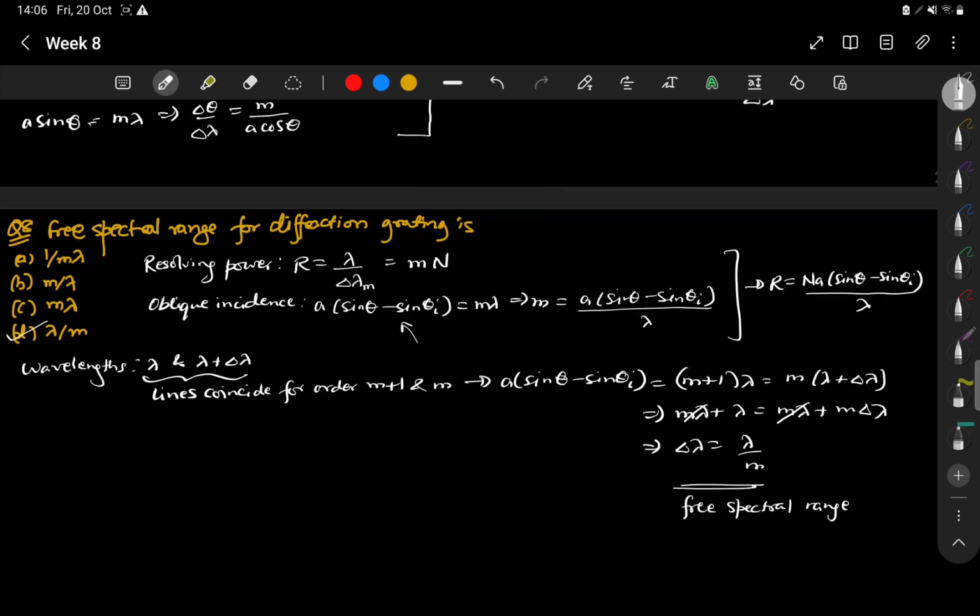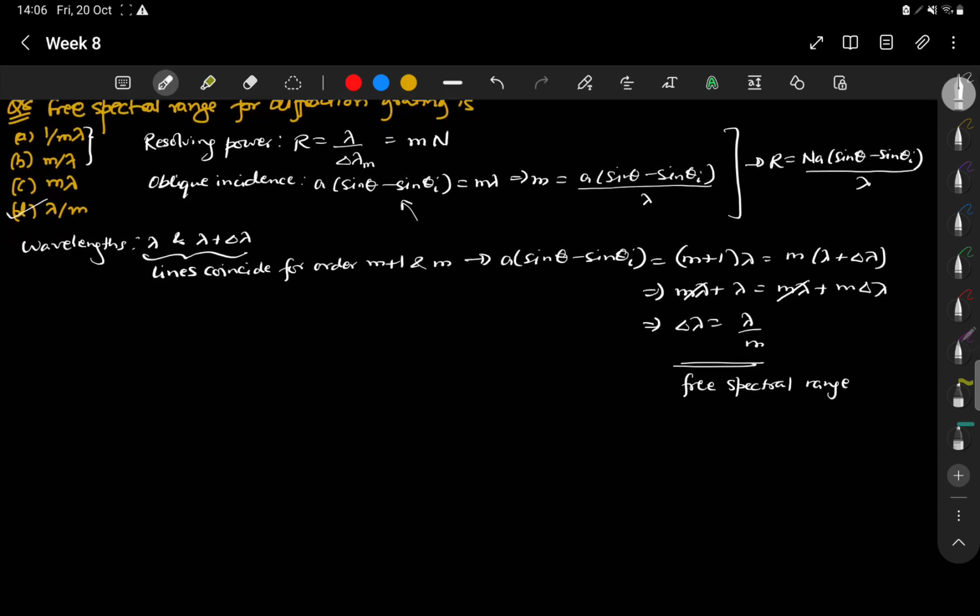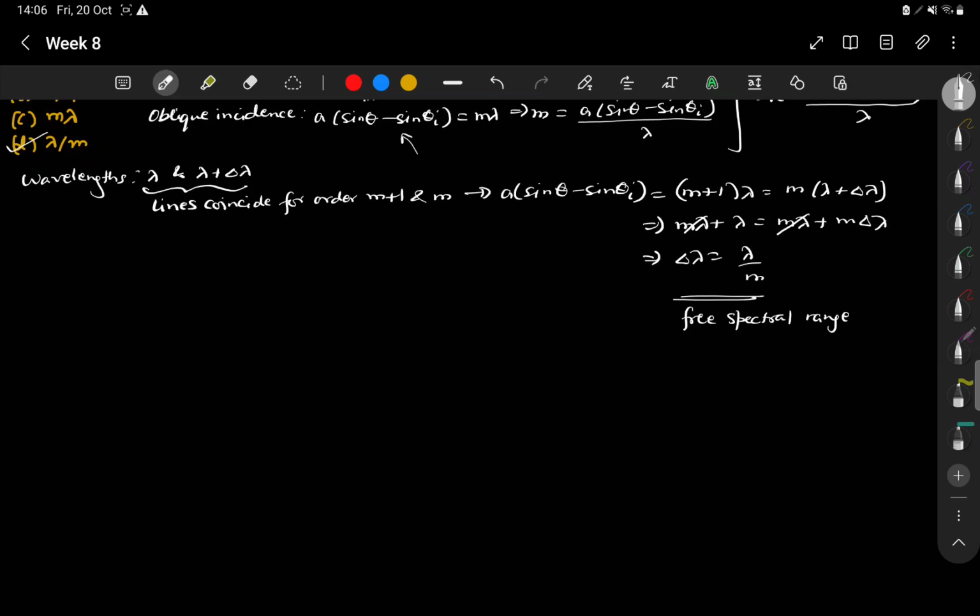Again, you see that the first two options are dimensionally incorrect because range would have a dimension of length, whereas options A and B have dimension 1 over length. Okay, great. Two more questions to go.